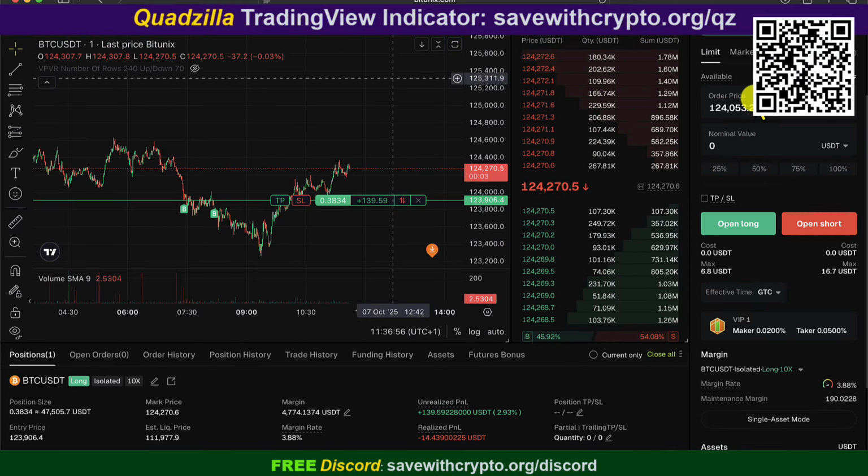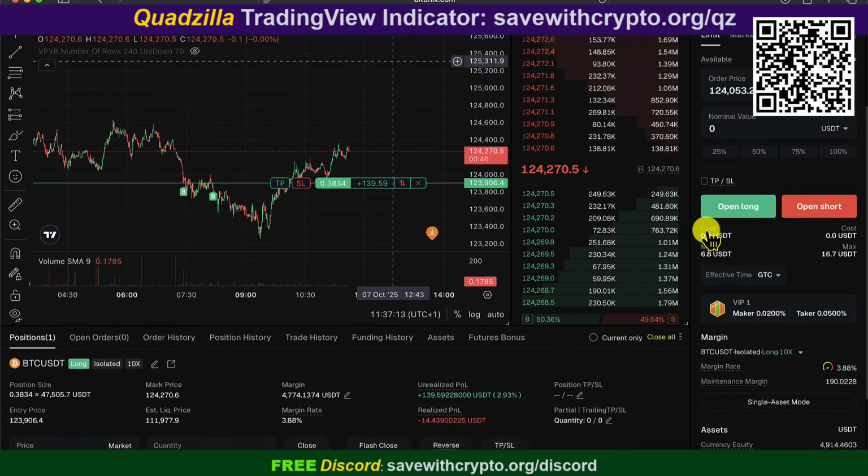It only has USDT pairs, so there's no coin M at the moment, although that is something they're going to introduce. But that is about the only limitation I can see. Other than that, it seems great. It pretty much does everything that I want it to do.